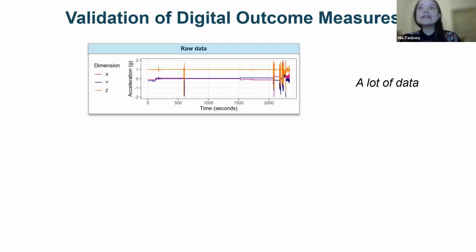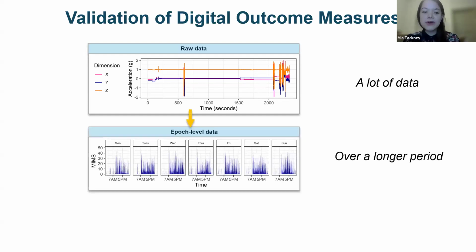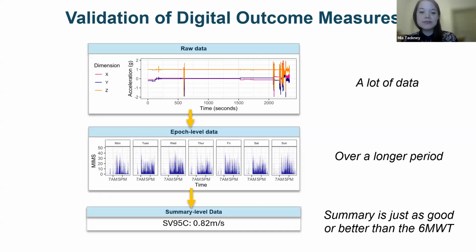And you can also take data from a much longer period. So here we're showing what accelerometer data from 1 week looks like. And here we summarize it into epochs. Here an epoch is 1 minute. Further, there's another step of aggregation typically. And in this example for Duchenne muscular dystrophy, they took stride velocity 95th centile as the summary of all of this data. And they showed that this is just as good, actually even better than the 6-minute walk test.